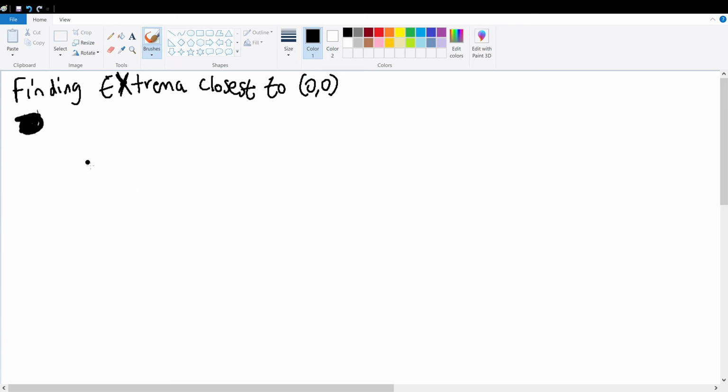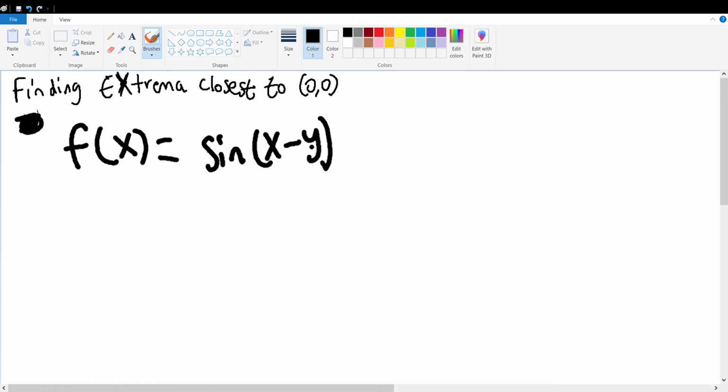Hello everybody, in today's lesson we're going to be learning how to find extrema that is closest to the origin. So if I give a function f of x equals sine x minus y, and you want to find the extrema, that is maxima and minima, that is closest to the origin of this function. So how do we solve it?